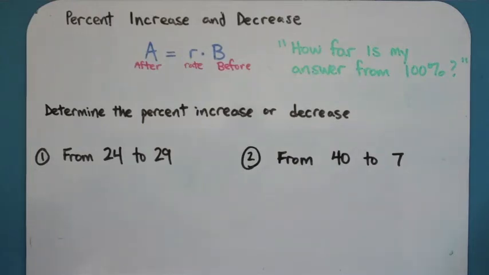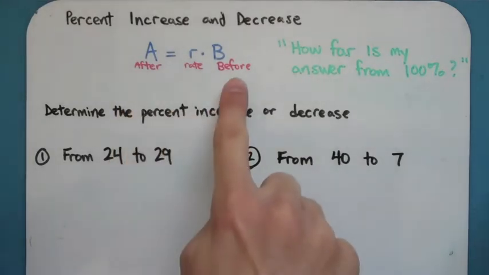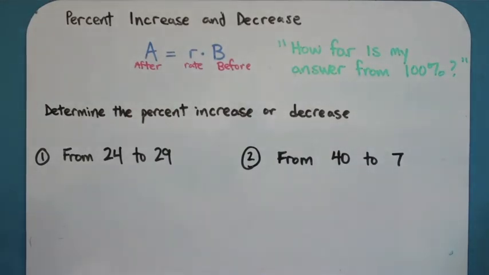We've already covered several uses for this great percent formula here, A equals R times B. Same formula can also be used to answer percent increase and decrease problems. A still stands for after, and B still stands for before, like we've talked about here. But when you do percent increase or decrease, you're now answering the question, how far is my answer from 100%? Because if you're still at 100% of what you were, your answer hasn't changed.